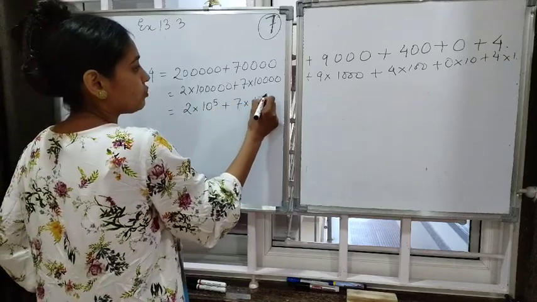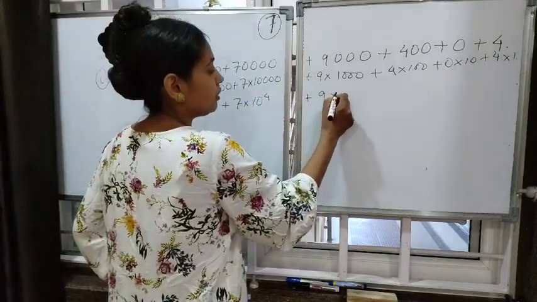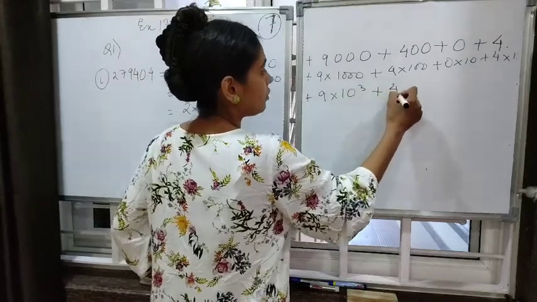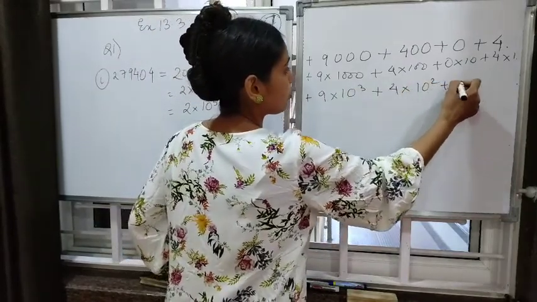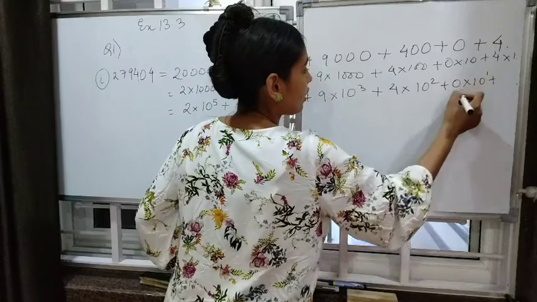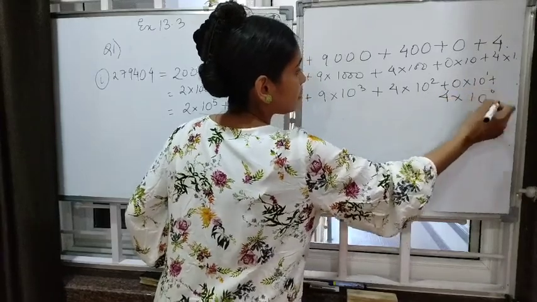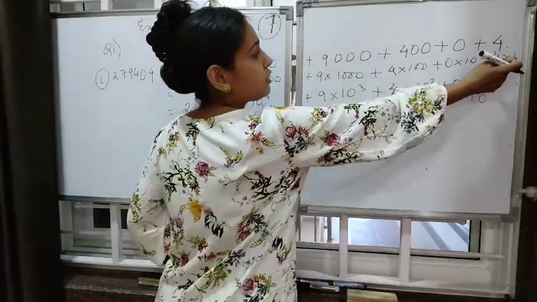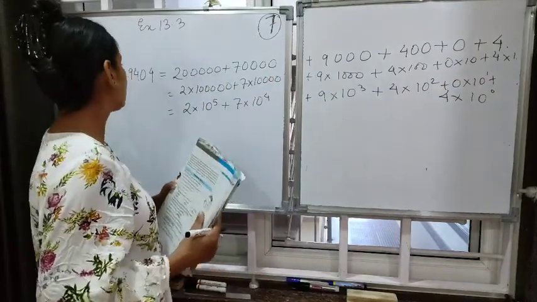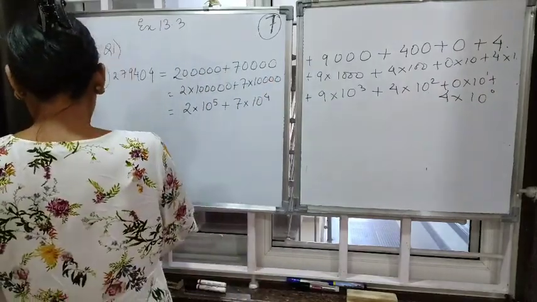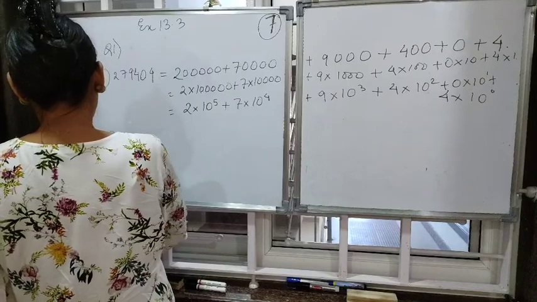7 into 10 raised to 4, 10 raised to 3, 10 raised to 2, 10 raised to 1, 10 raised to 0. 10 raised to 0 means 1. Okay. So this completes the first one. Then we do the second one. We will do only 2, children.